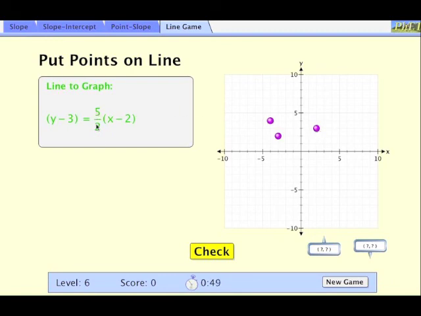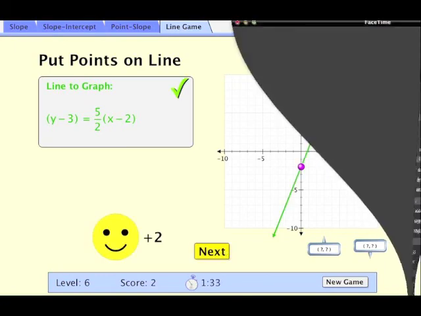Now we're going to use the slope to identify where to put these two other points. We're going to have to rise 5 units, run 2 units from the starting point. So this point is now on the line. Now in order to put this point on the line, we have to rise negative 5 units, and run negative 2 units. So now we're back on the line. Let's check to see if this is right. Bada bing, it is.